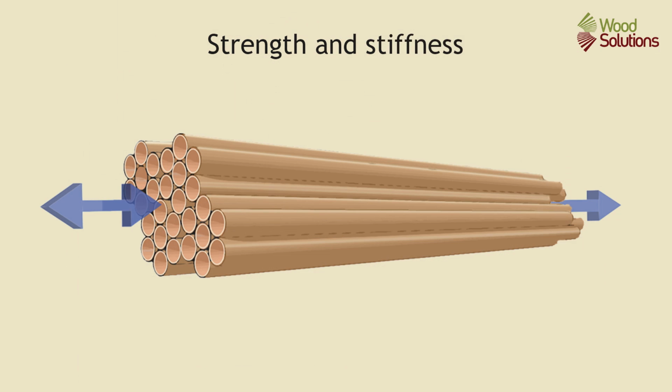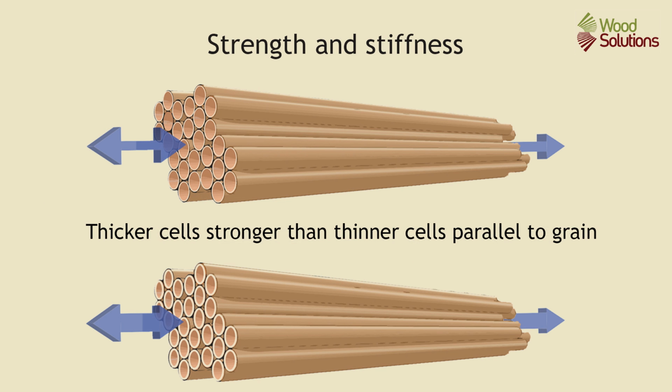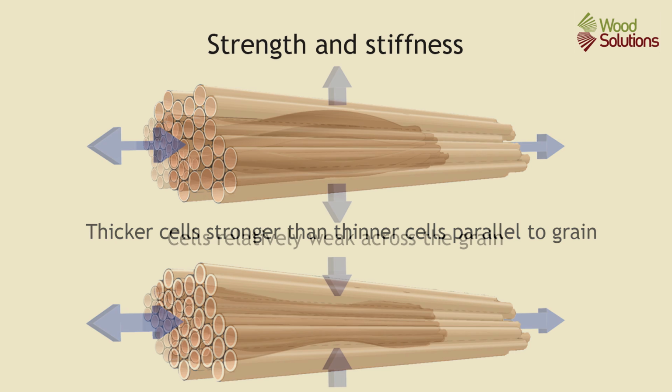Timber's cell structures are like a group of tubes joined together. The cells are strong and stiff if loads are applied along the line of the cells, parallel to and through the tubes. If the cell wall is relatively thick, the cells will be stronger parallel to the tubes than when the cell wall is relatively thin. So the character of the cells makes a difference.